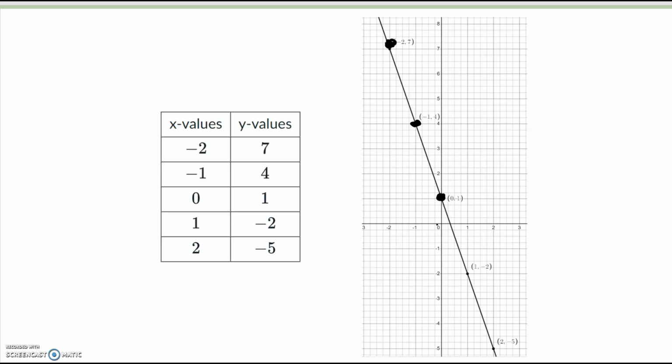Okay, and then go over 1 and then down -2. There is our fourth point. And then last, go over -2, go down -5, and there's our fifth point. And then what we would do is we would connect all those dots with a straight line, and I already have that there.